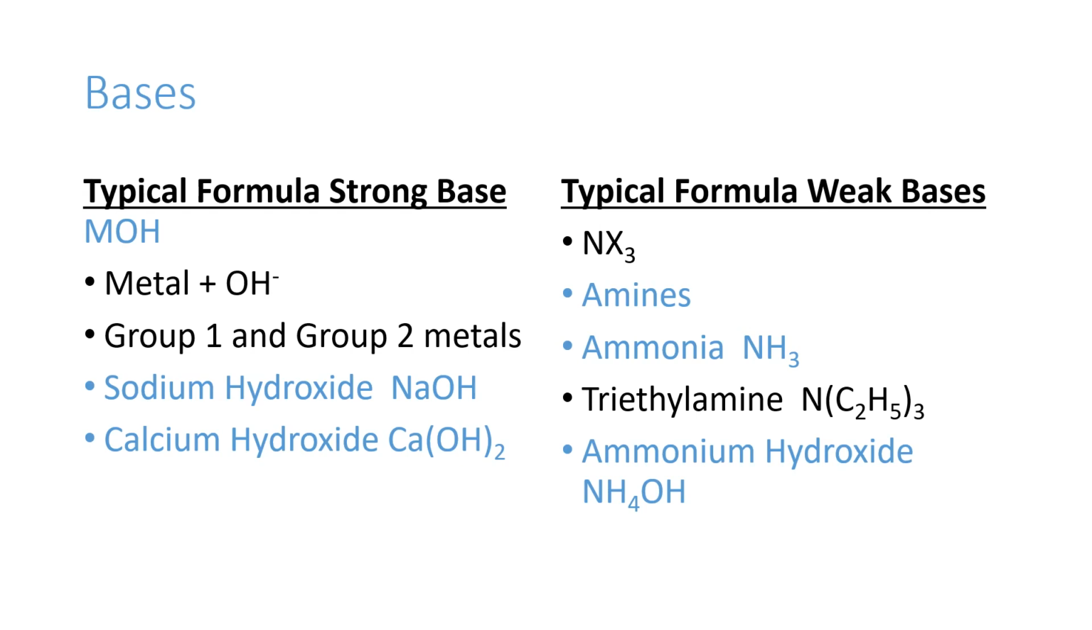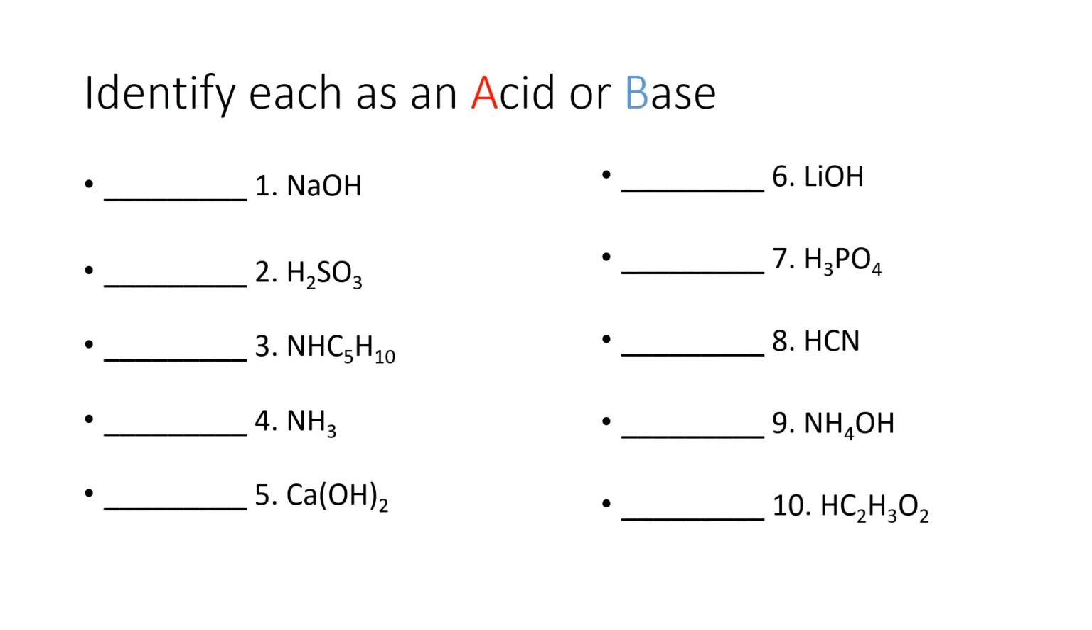Bases typically have a metal with OH, and again, it's the metal's charge that'll determine how many OH minuses you need. So sodium has a +1 charge, so it needs one OH. Calcium has a +2 charge, so it needs its two OHs. The weak bases are amines. So nitrogen with something connected to it 3 times will tend to be your weak base. Ammonia, as an example, triethylamine, ammonium hydroxide, anything with a nitrogen on it is considered a weak base, and we'll get into that a little bit more.